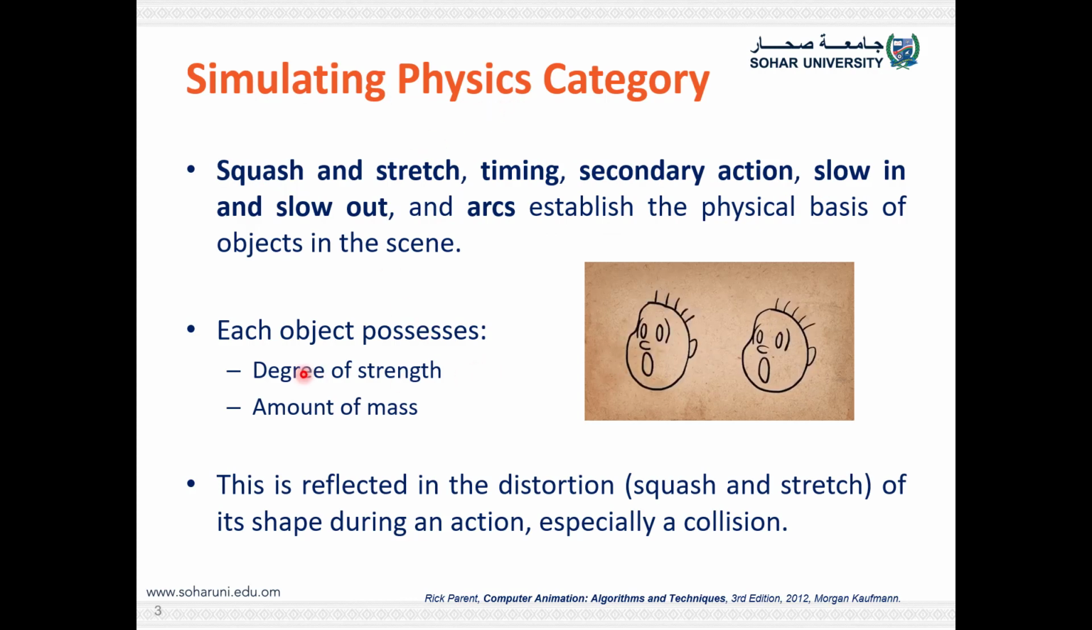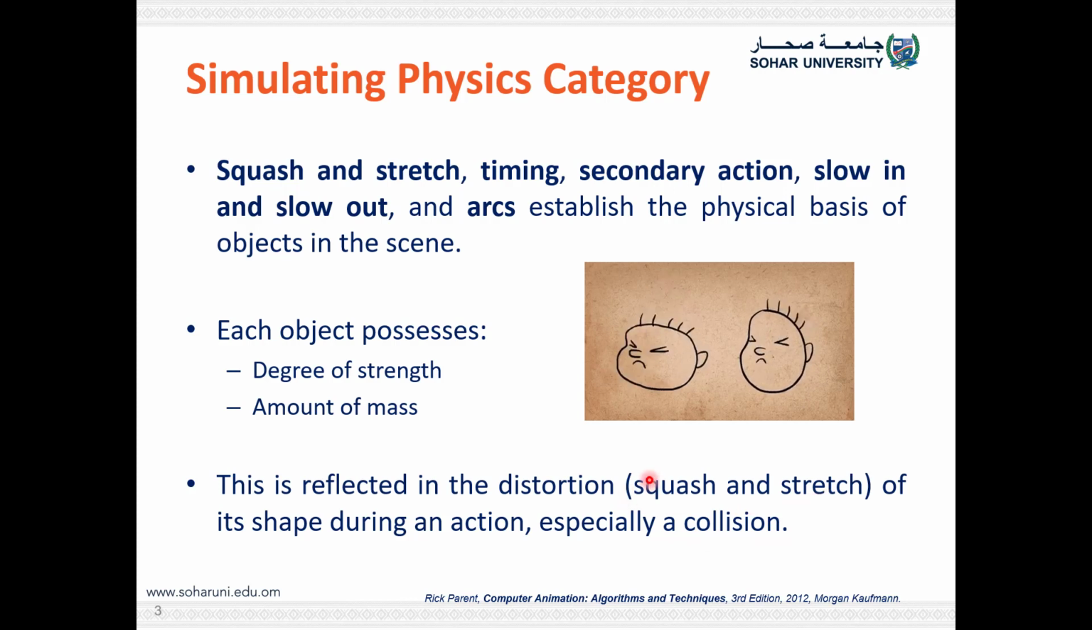Now we need to remember that each object we put inside our animation contains two things: degree of strength, and the second one is amount of mass. These two properties are reflected where? In the distortion of the object, which is, for example, the squash and stretch, as we can find in this example. So when we play with these properties, we can get the meaning of squash and stretch.